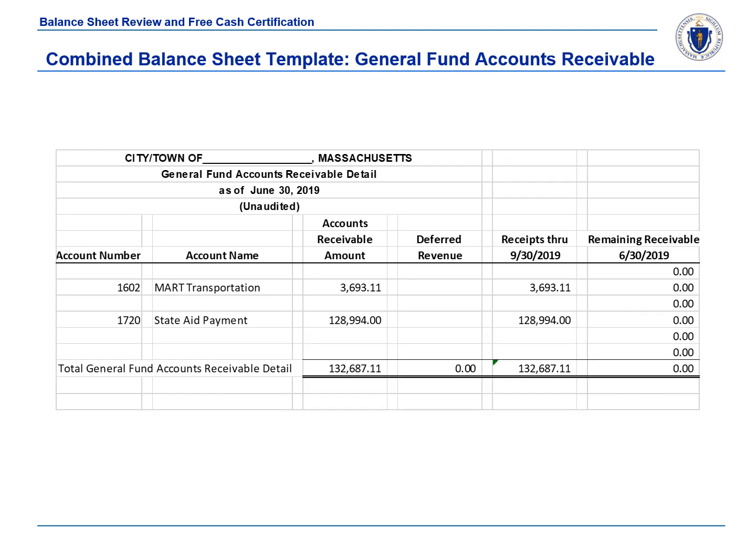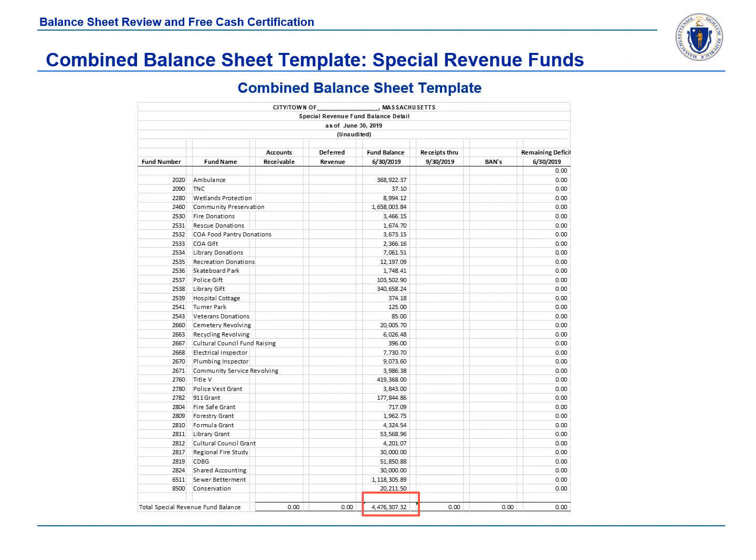This is the General Fund Accounts Receivable tab. On this page, please report the receivable balance, any related deferred revenues, or amounts received by September 30th. Please do not include any property tax or excise. This is an example of the Special Revenue Fund Balance Detail tab. The total in the fund balance column must agree to the total Special Revenue Fund balance on the combined balance sheet.